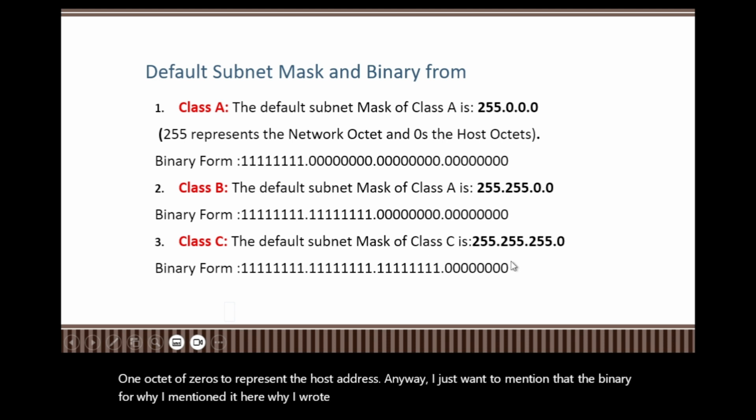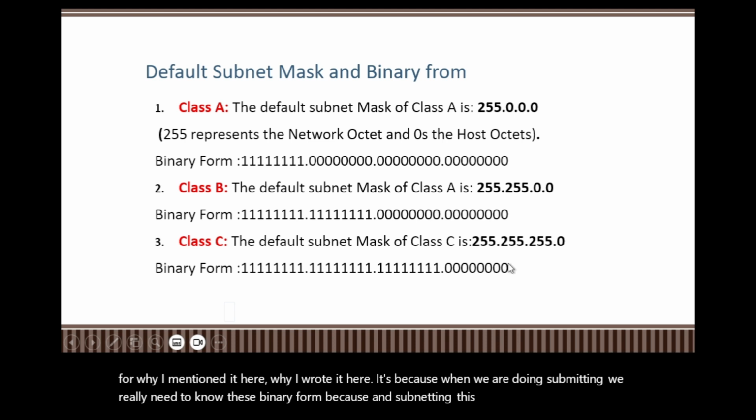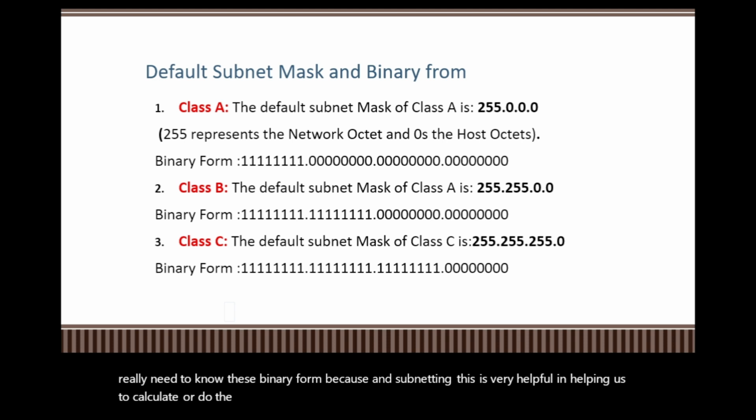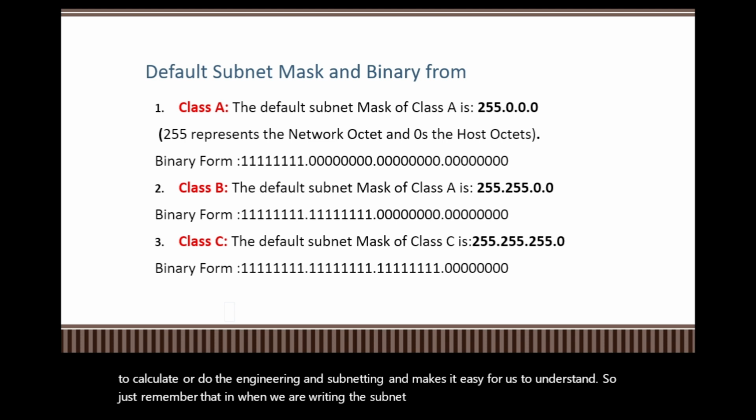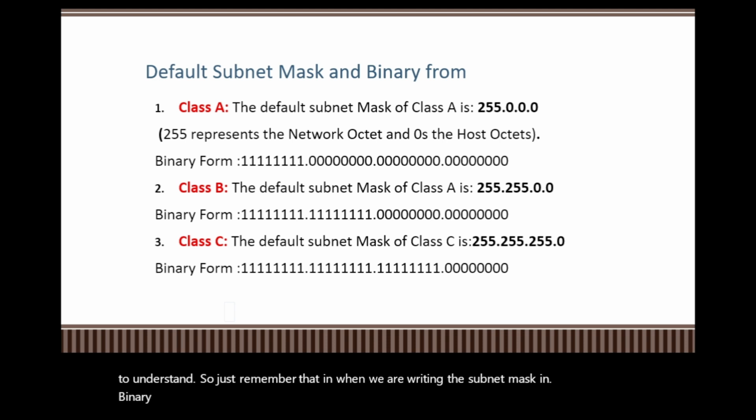I just want to mention why I wrote the binary form here: when we are doing subnetting, we really need to know this binary form, because it is very helpful in calculating and doing the engineering in subnetting. It makes it easy for us to understand. So just remember that when we are writing the subnet mask in binary form, instead of 255 we represent it with 1s and the zeros with 0.